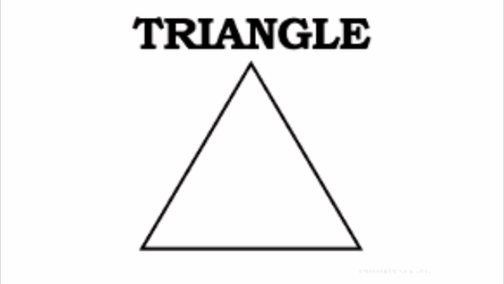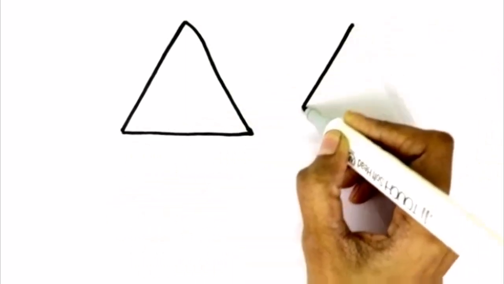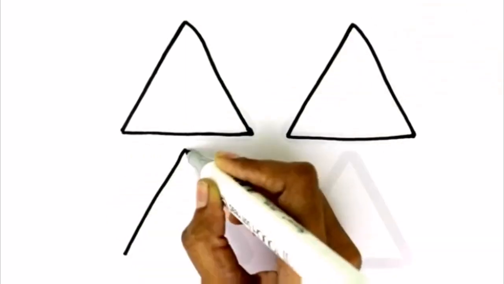Thirdly, the triangle is the geometrical shape that we are learning. So it is a triangle. This shape also you do first by scale and then by freehand.